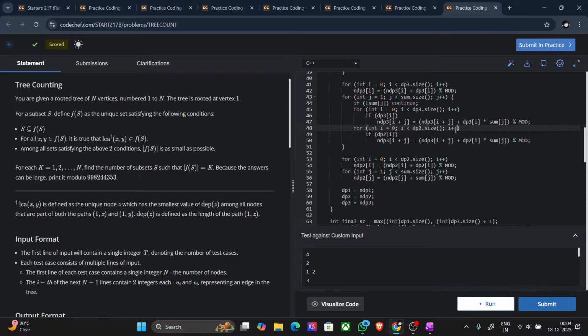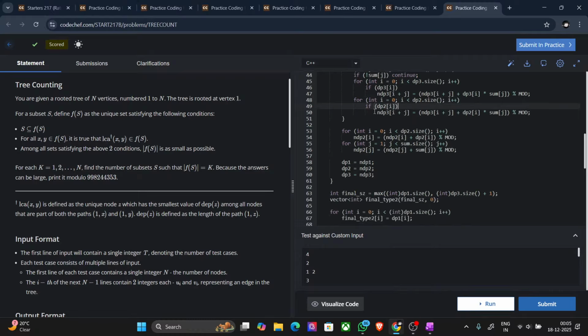And for the dp2, I've also said that it will be the same for both of the two scenarios: when u is not present and a single child is present, and when u is not present and both of the children are present. So in the same scenario, they will be the same. So I've iterated over dp2, and for dp2 and dp3, this is the same transition function as this, as you can see.